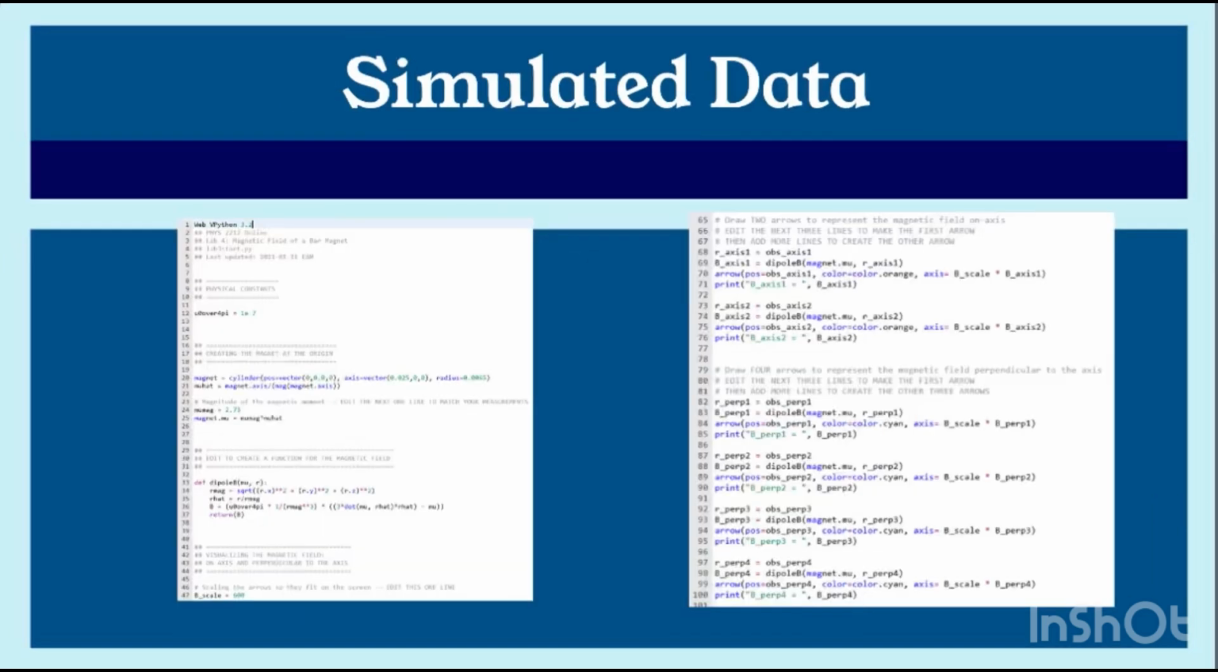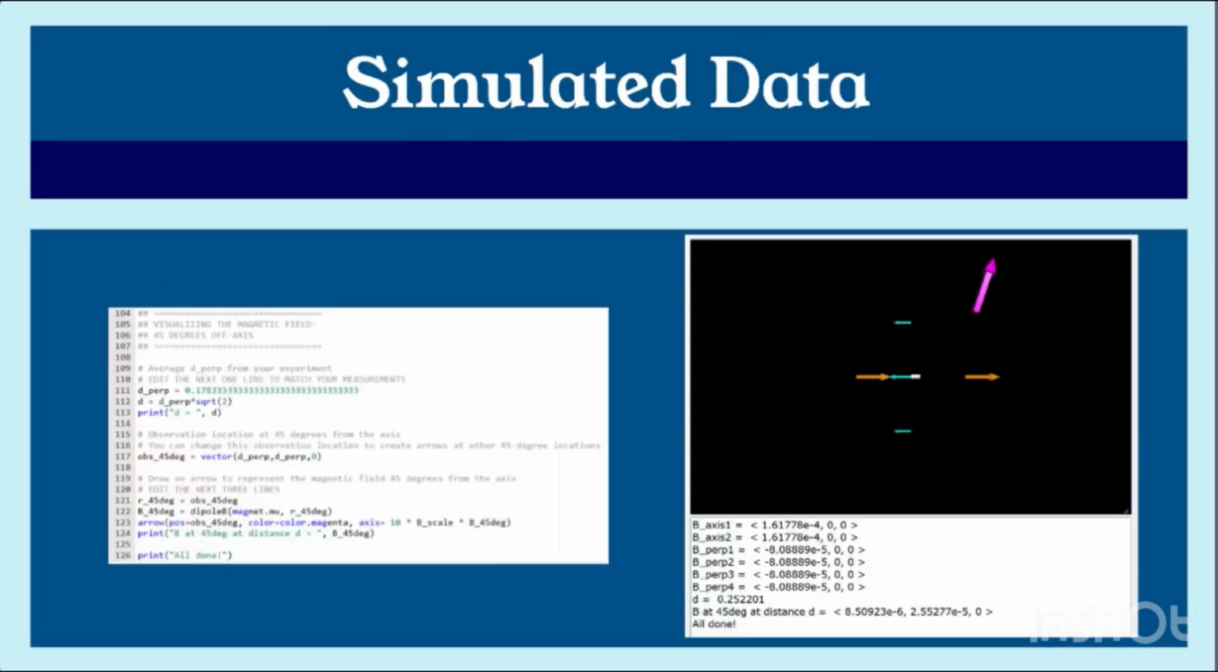On GlowScript, we recreated this experiment by creating a model in which we had to create a function for the magnetic field and visualize the magnetic field with different errors and vectors. Here on the right side, you see that we had to edit one of the lines to match one of our observed measurements in order to create an accurate model. On the right side here, we have the program that GlowScript creates for us. We can see the different perpendicular magnetic fields as well as the 45-degree at distance d.